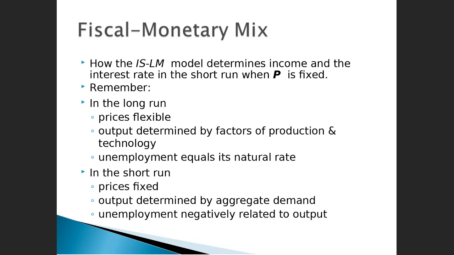The IS curve represents the goods market, related with saving and investment, but the LM curve represents money demand and money supply. Now let's move on to the slides. In the long run, price is flexible, output is determined by factors of production and technology, and unemployment equals its natural rate. In the short run, price is fixed, output is determined by aggregate demand, and unemployment is negatively related to output. These are the cases.